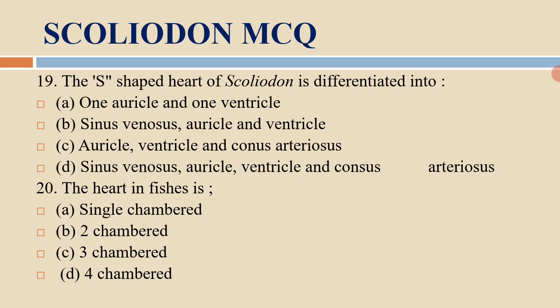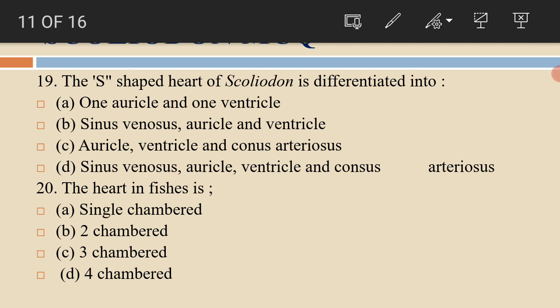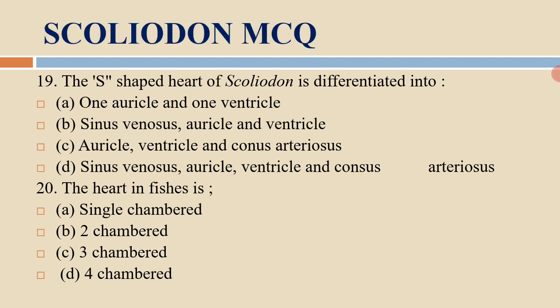So first of all we must know how many chambers are found in the heart of Scoliodon. They have 4 different chambers, that is sinus venosus, auricle, ventricle and conus arteriosus. But out of those 4 chambers, two chambers, that is auricle and ventricle, are called true chambers. So the heart is two chambered in fish, also in Scoliodon.